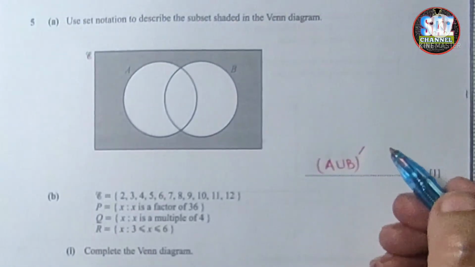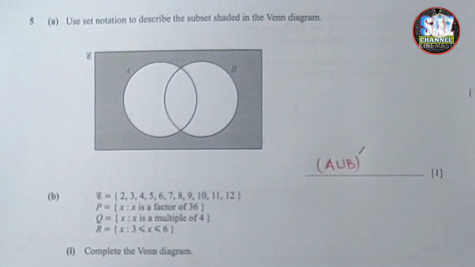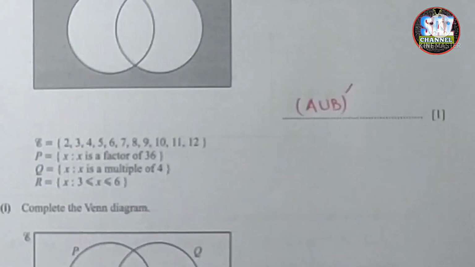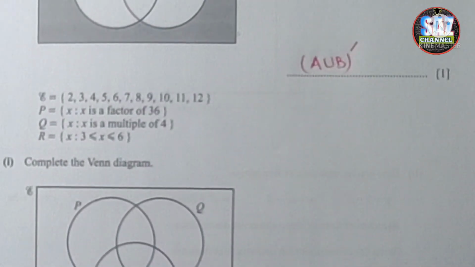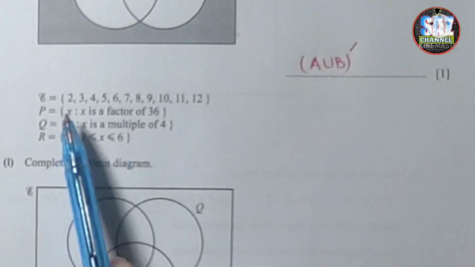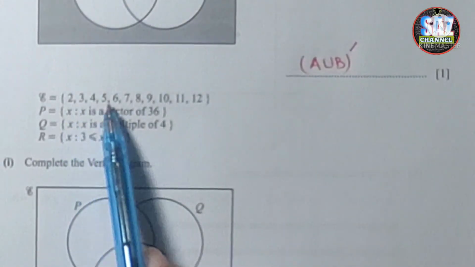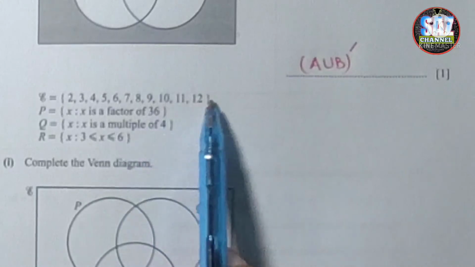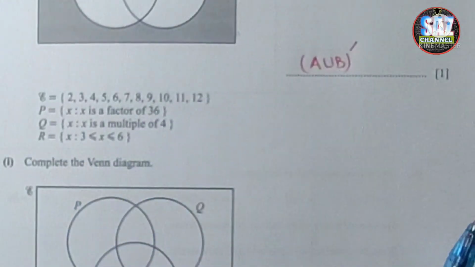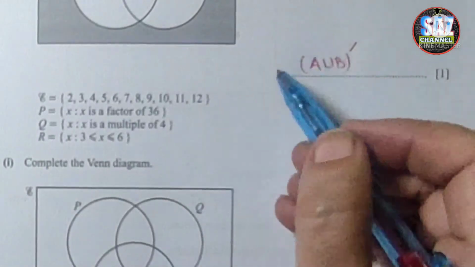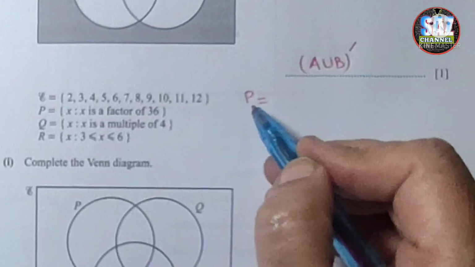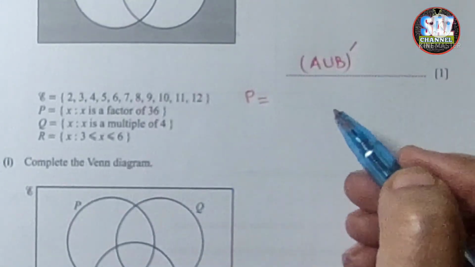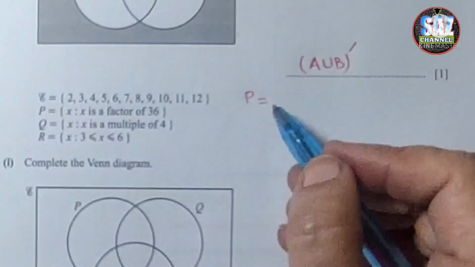Now we have to move to the next question, and let me first read the question carefully. The question says that the universal set contains the elements 2, 3, 4, 5, 6, 7, 8, 9, 10, 11, and 12. And set P is the set of factors of 36. It's good to write the elements in this way, but whatever elements of subsets we have to take, we take from the universal set.